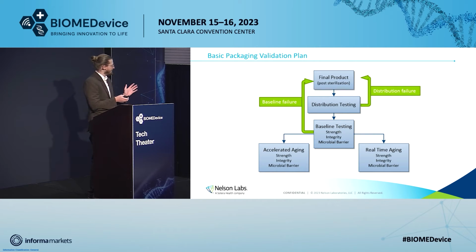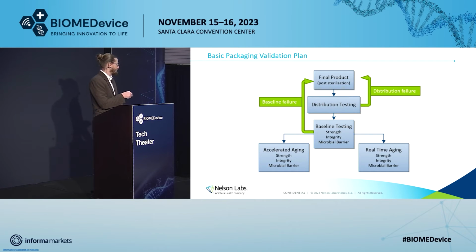So here's kind of just a basic flow chart of how you should run your package validation. You start at the top with your final product, as close to final as it can possibly be, which means post-sterilization. From there, you'll perform your distribution testing. This is simulating the actual distribution of your product, right? If you have a failure in distribution, you need to go back up to the top of the list, because something went wrong if your system is failing just through routine shipping, right?